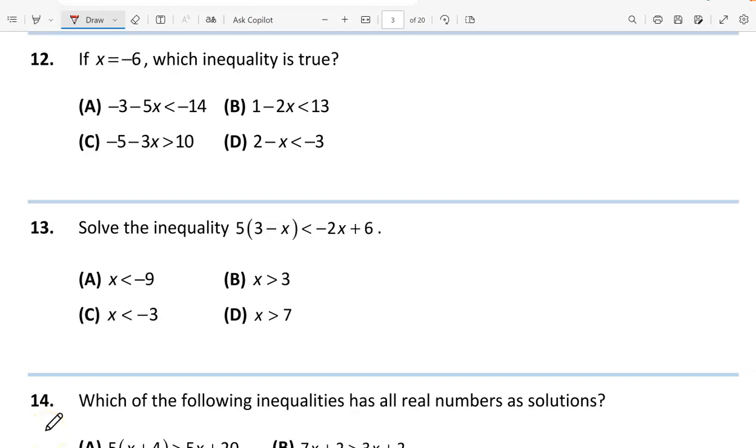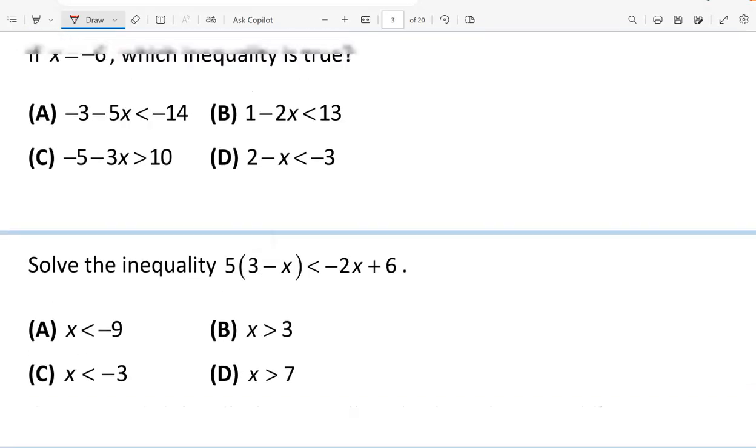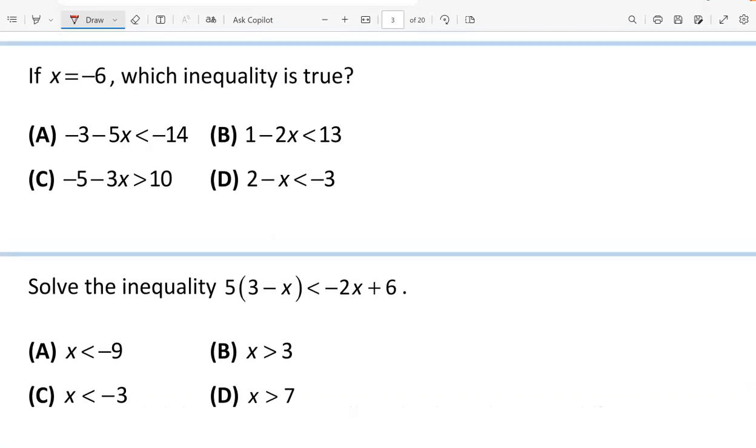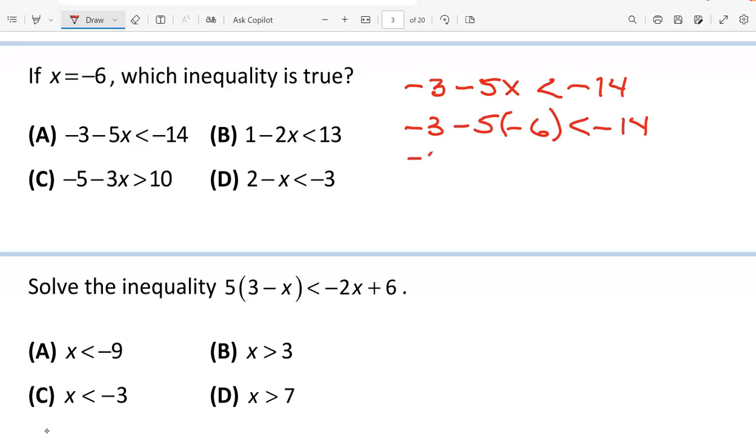In number 12, we're asked, for x equals -6, which inequality is a true statement. This just requires that we replace x with -6. So let's take choice A, and let's replace x with -6. Doing the arithmetic on the right side, -3 plus 30 is less than -14, and -3 plus 30 is 27.